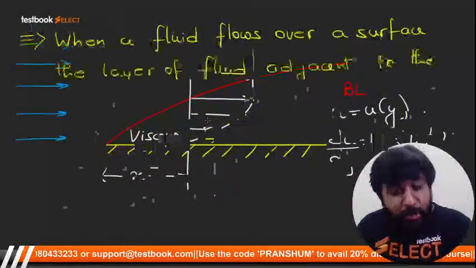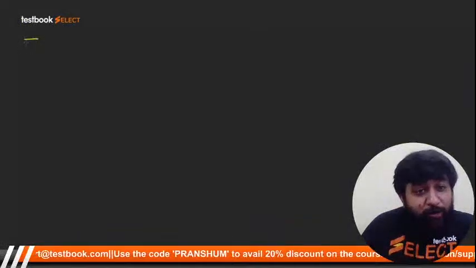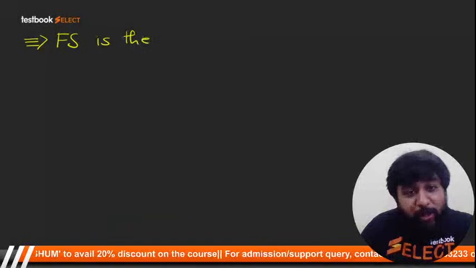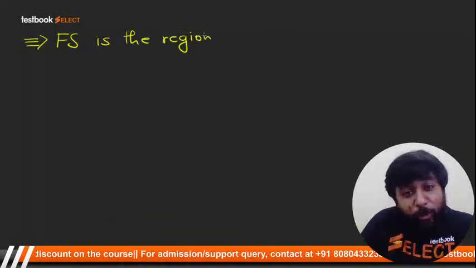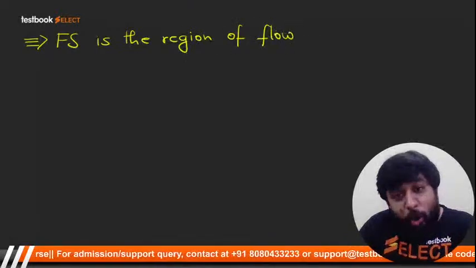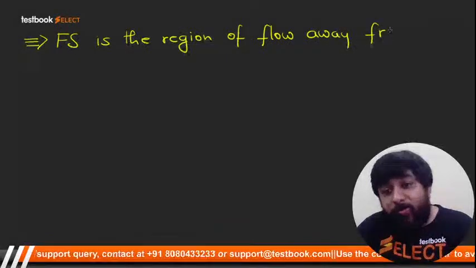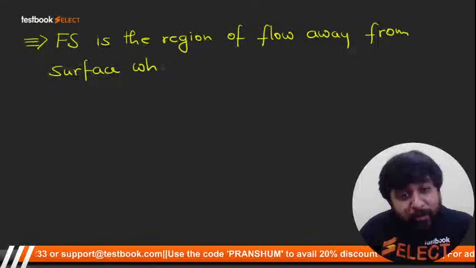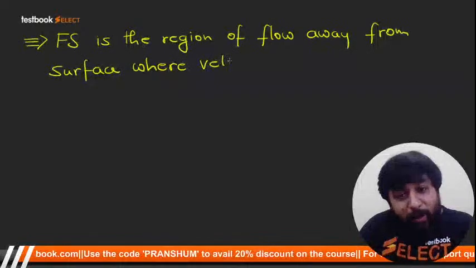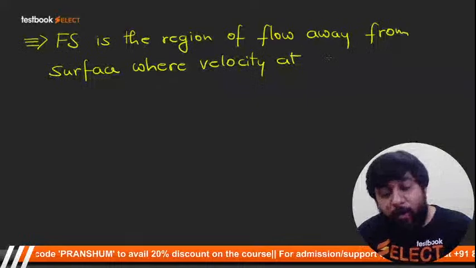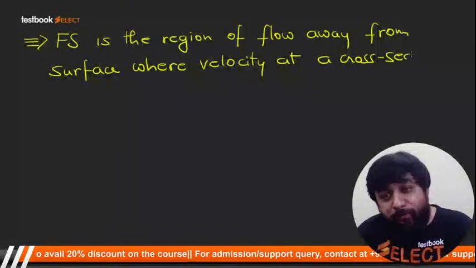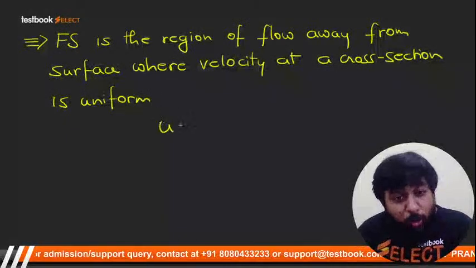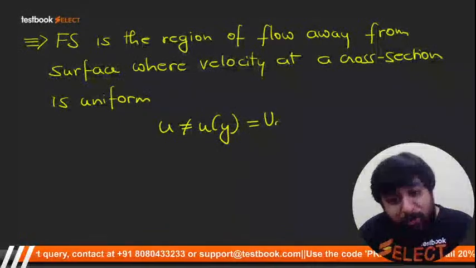So I think let us write this definition. हम इस definition को लिख सकते हैं. So when you will say free stream, I am writing free stream as Fs. Free stream is the region of flow away from surface, where velocity at a cross section is uniform. ठीक है? So this means u is not a function of y. It is same everywhere, which is u naught.